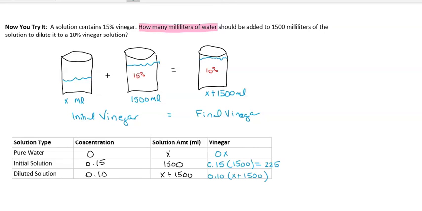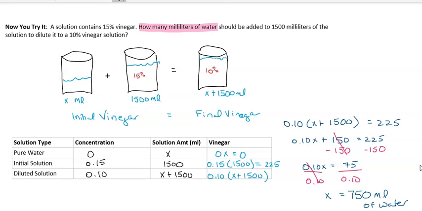Okay, so here's our next step. The amount of vinegar is going to be the percent times the solution amount. So the percent of the whole equals the part, which is vinegar. Of course, for the water this one is just 0. But for the initial solution, it's 15%, 0.15 of 1,500 milliliters, which is going to give you the milliliters of vinegar. And then the diluted solution is going to be 10%, 0.10 of X plus 1,500, the amount of volume that you have when you add the X. So now what are you going to do? I'm pausing. I hope you do too, and try it yourself.